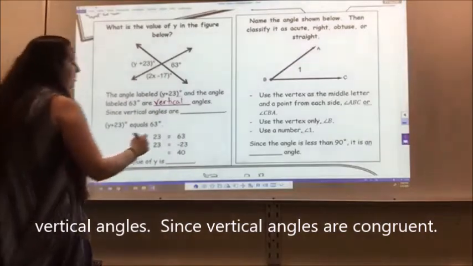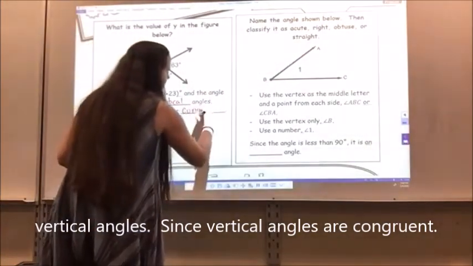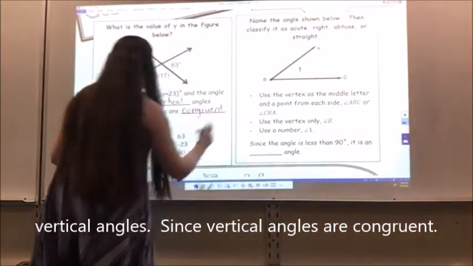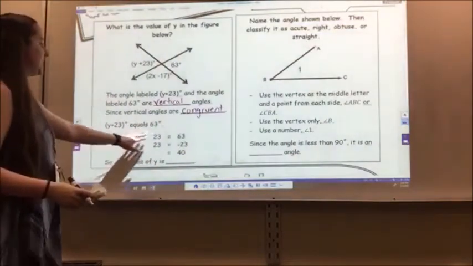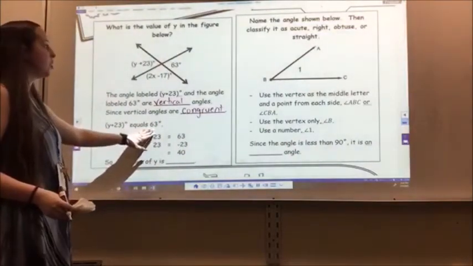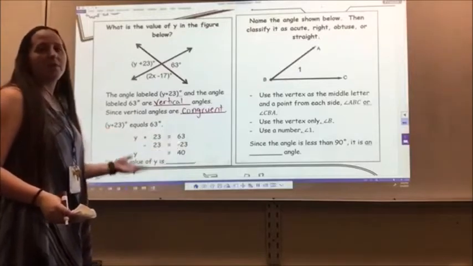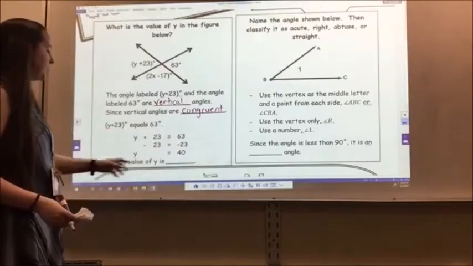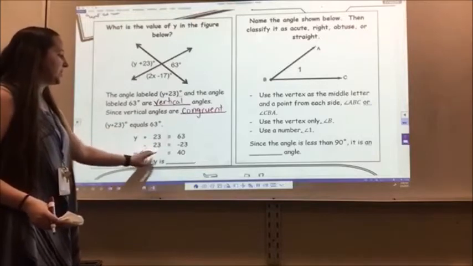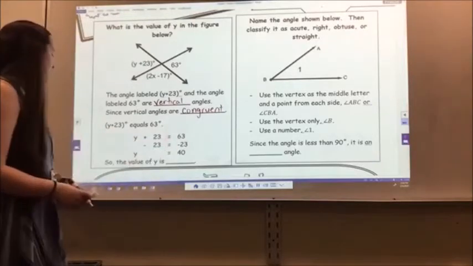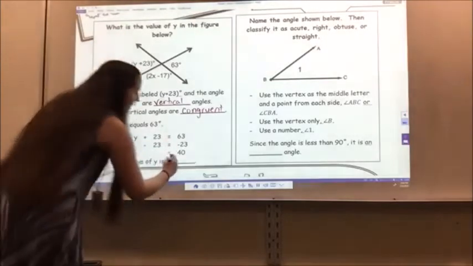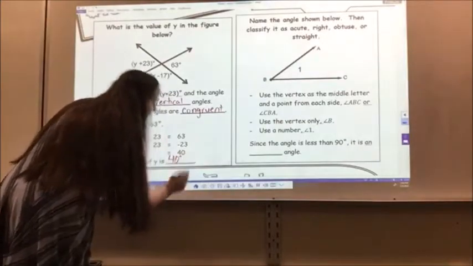Since vertical angles are congruent, okay, y plus 23 has to equal 63. Since they're congruent, that means they're the same. So y plus 23 equals 63. This is what we learned in the previous chapter. Subtract 23 from both sides. 63 minus 23 is 40. So the value of y is 40 degrees.